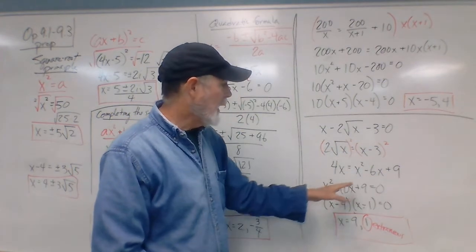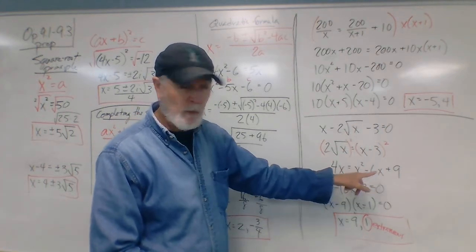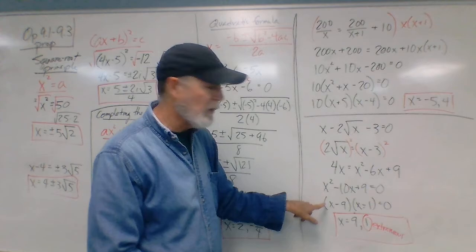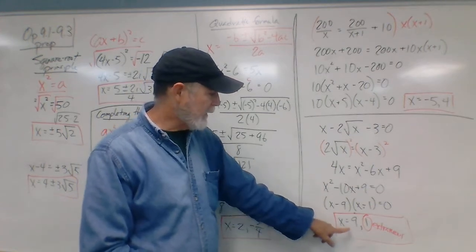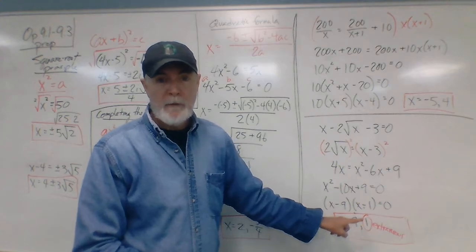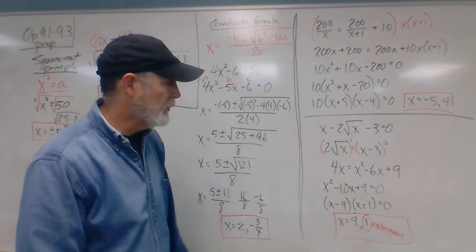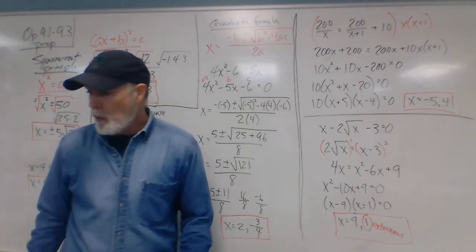I'm going to move everything over to one side, and in this case, I'm going to subtract 4x from both sides, so I end up with this trinomial. I factor it, and I find out that x equals 9 or 1, and you'll probably be asked to check if there are any extraneous solutions, and 1 is extraneous. It does not lead to a true conclusion. All right, I have one more.